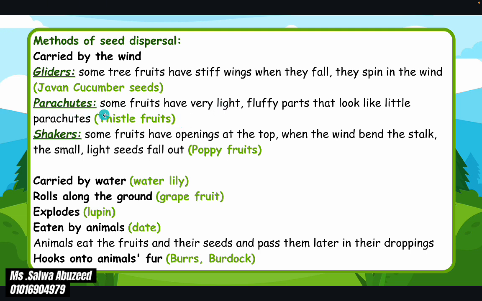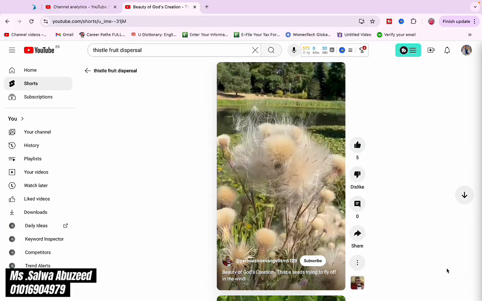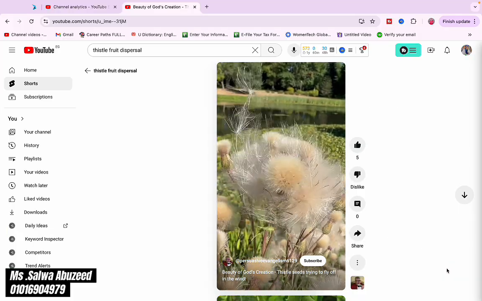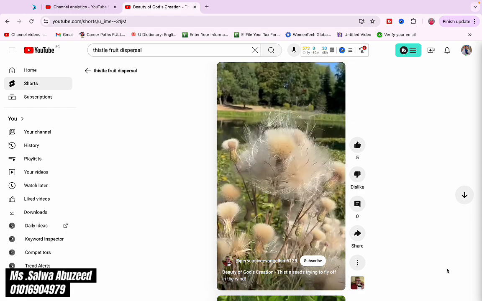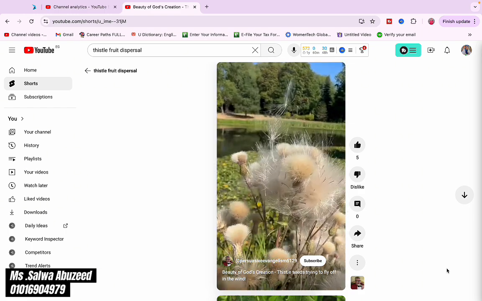And we have a parachute, which is called the sessile fruit, which is very light and fluffy. Because in order to fly by the wind, carried by the wind, it needs to be small and light. The most important thing is being light. So let's see the thistle fruit. This is called a thistle plant or fruit. And as you see, it's very light. And it can fly by the wind.